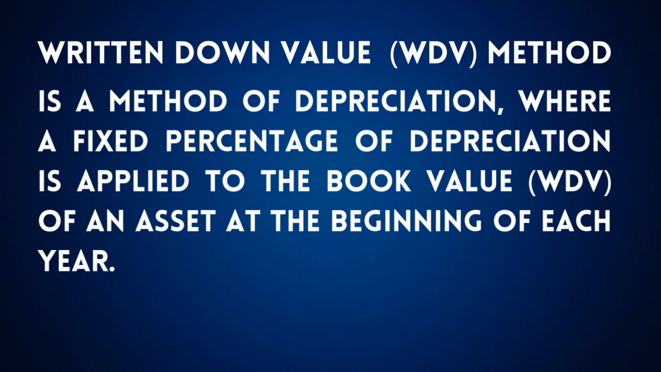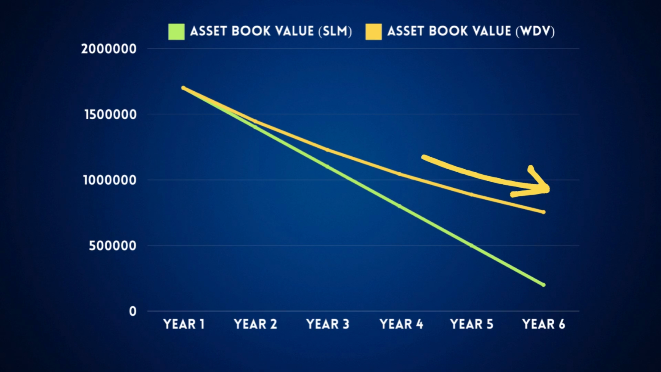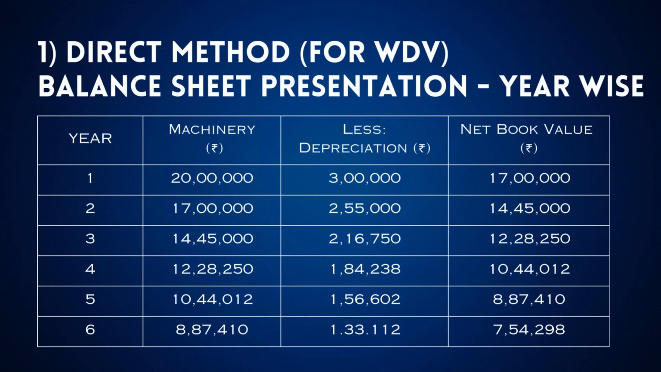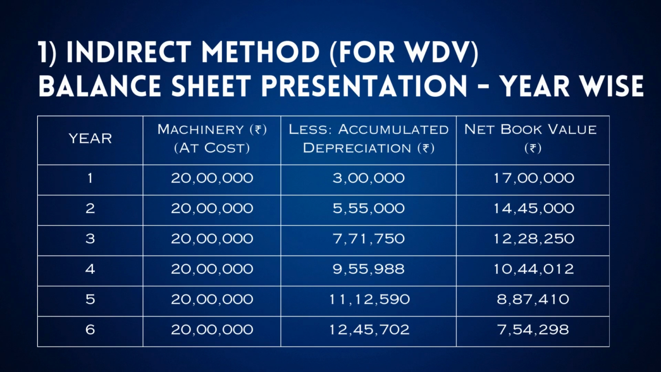Thus, under written down value method of depreciation, the chart for book value of an asset year on year is not a straight line like in the straight line method. Further, under this method, the value of an asset can never be extinguished completely, which happens in the straight line method explained earlier. As shown earlier in the straight line method, accounting of depreciation for written down value method can be done in direct method as shown here and also by the indirect method as shown in the next chart. Hope you have now got the basic understanding of depreciation.